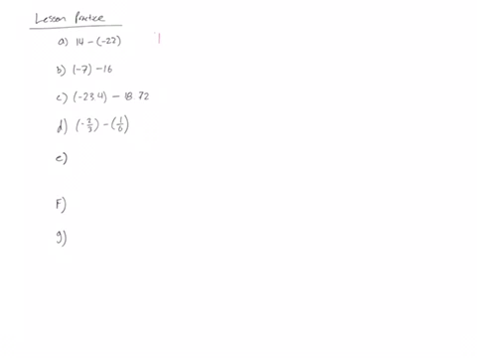So this is going to be 14 plus 22, because the opposite of negative 22 is positive 22. That's just going to be 36. It's going to be negative 7 plus the opposite of 16, which is going to be negative 16. Same sign, so I'm going to add those. 16 plus 7 is going to be 23.